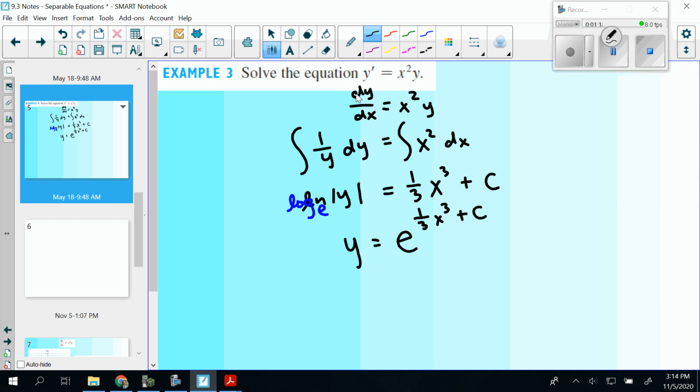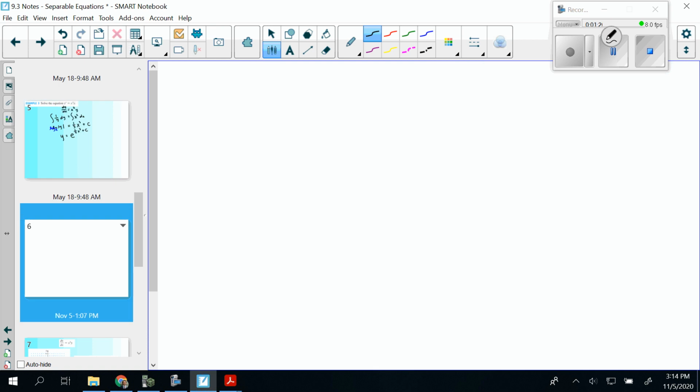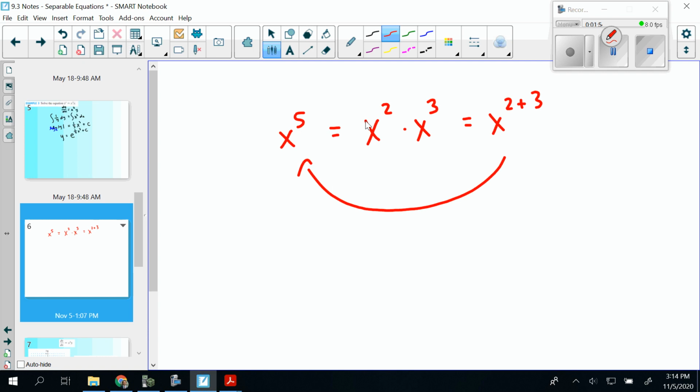Now to get our final equation on this one, we're going to use a property of exponents to write that a little bit differently. So think back when we worked on exponents, if we have something like x squared times x to the third power, we know that that's going to be equal to x to the fifth power. But we could also write that as x to the 2 plus 3 power, because 2 plus 3 is the same as 5.